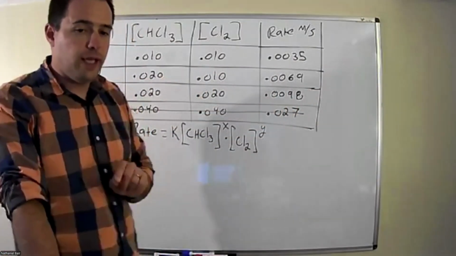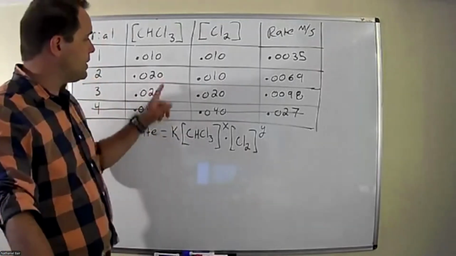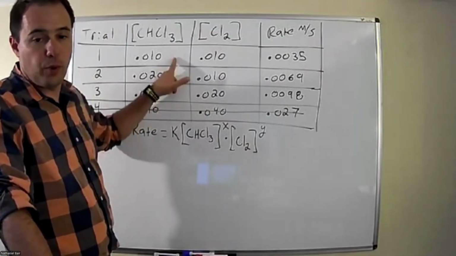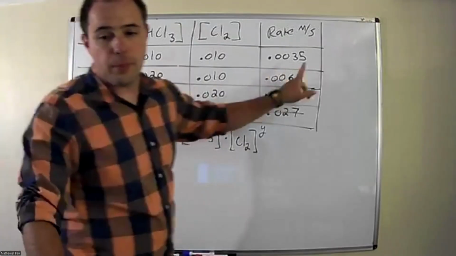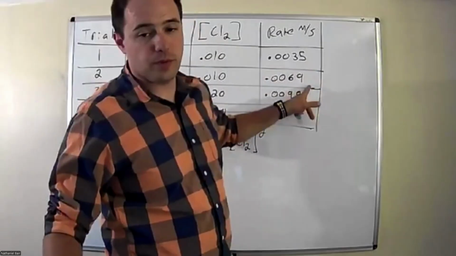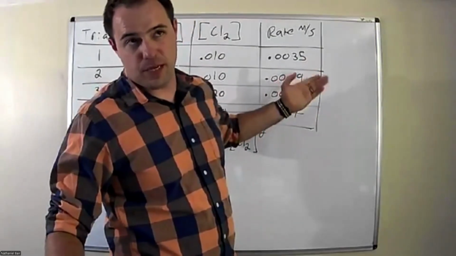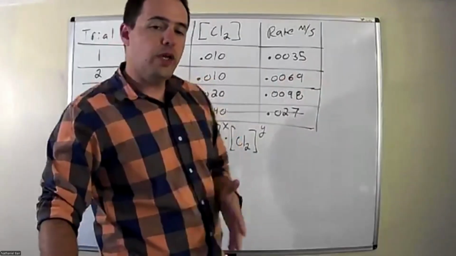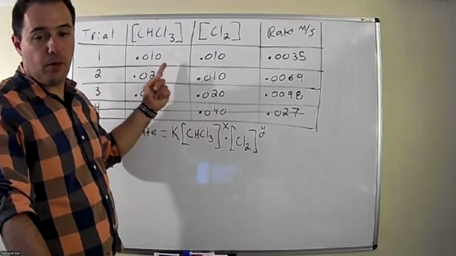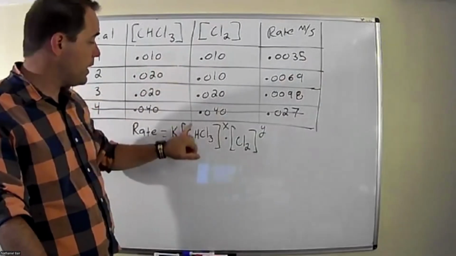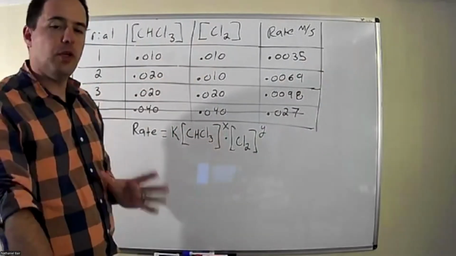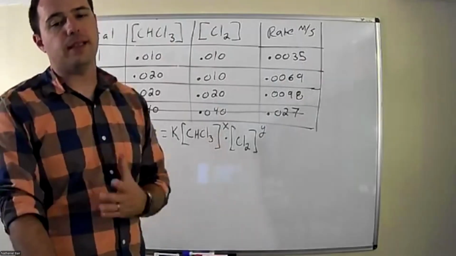Now we could visually pretty much get this. What's happening between trials 1 and 2? Well, the amount of CHCl3 is doubling. It's going from 0.01 to 0.02. Okay, what happened to the rate? Well, the rate essentially doubled as well, right? It goes from 0.0035 to 0.0069. 0.0070 would be double. That's close enough. We should anticipate that this would be a first order dependency on the CHCl3. So X should be first order. So this one we can actually see, but I want to show you how to do this if you can't see it.